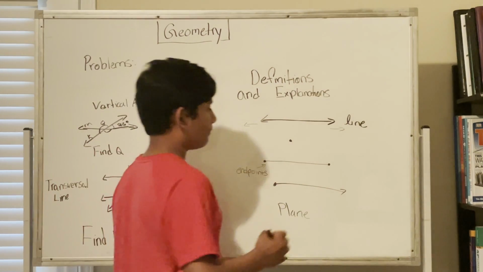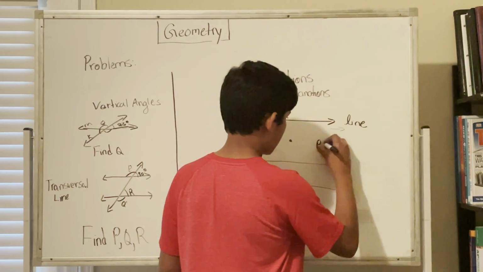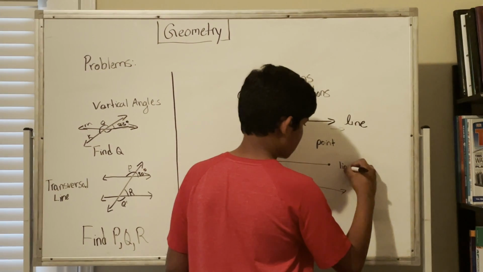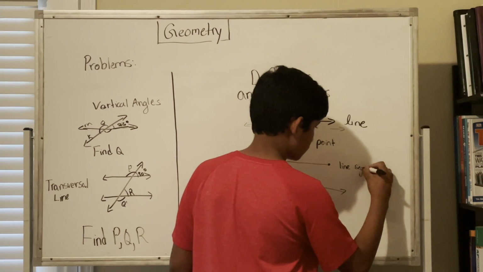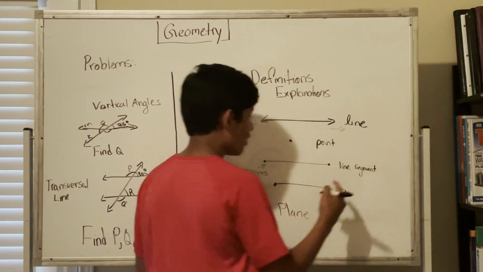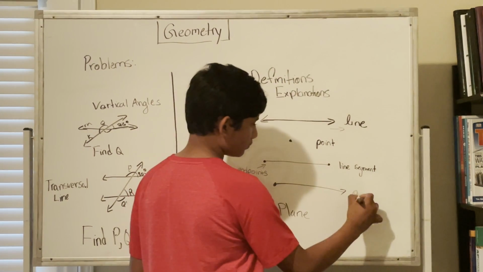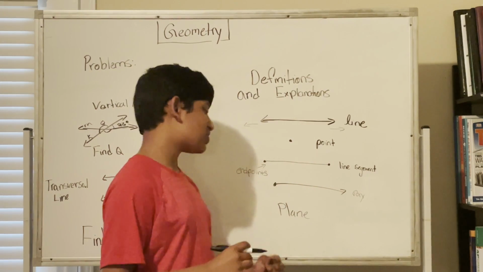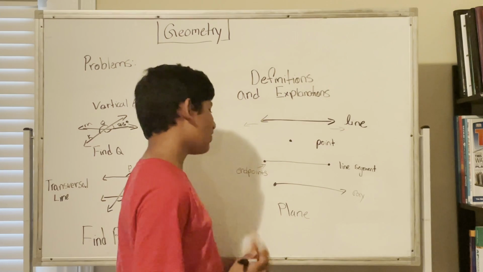Lastly, we have a ray. So we'll just write the names down. Point, line, segment. And right now we have a ray. A ray extends indefinitely in one direction, but has an endpoint in another.